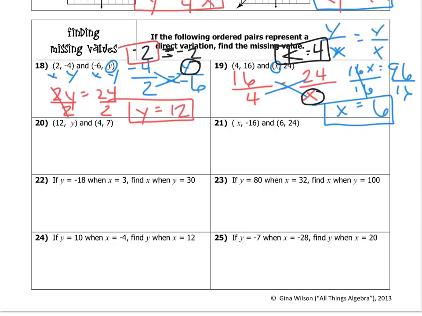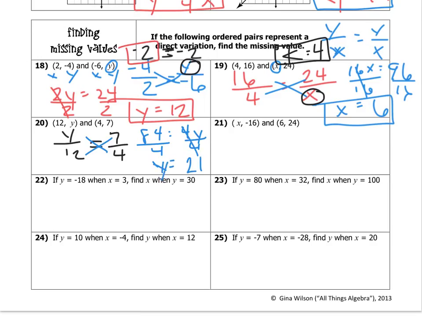And then the same thing on 20 and 21. If these are direct variations, then when you solve for x and y, when you find the ratio of y over x, they should both be equal to each other. They should have the constant ratio. So for number 20, I'm going to do y over 12 equals 7 over 4. Which then gives me 7 times 12 is 84. 84 equals 4y. Divide by 4. And I end up with y equals 21.